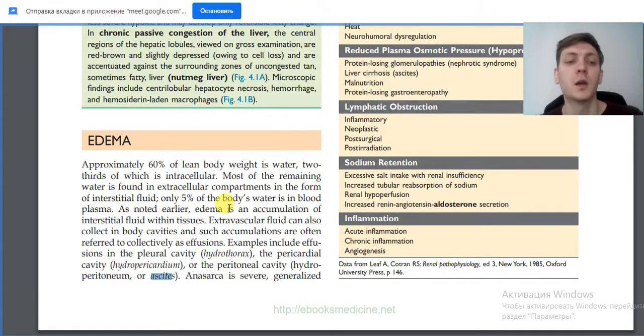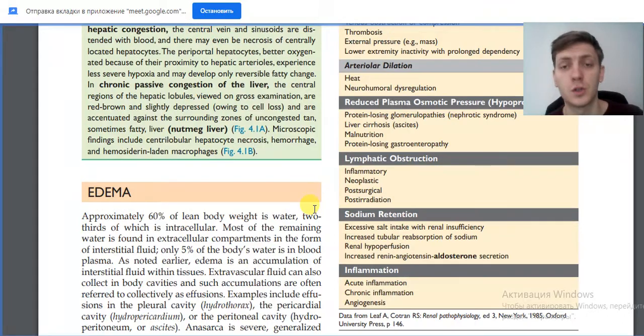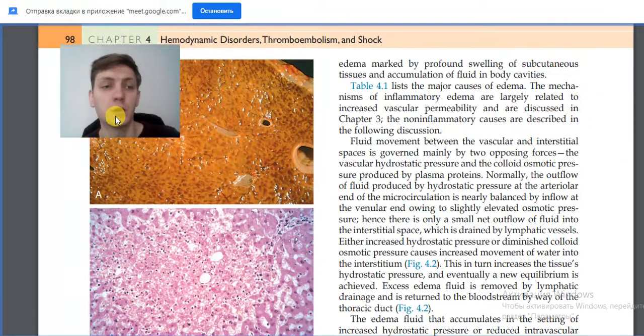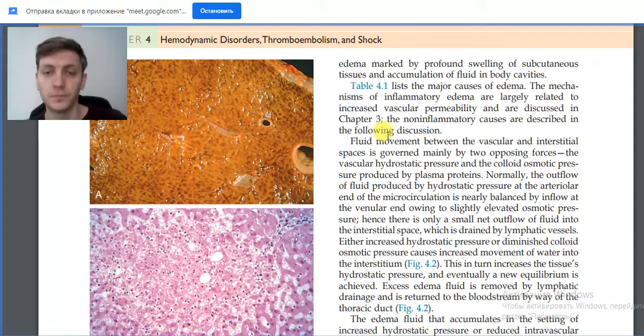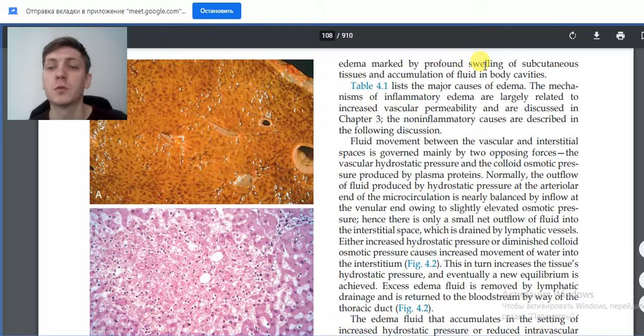Sometimes it might be generalized, and we have efflux in all of these organs. It's known as generalized edema, anasarca. Please remember this term. Anasarca is a generalized edema, when we can see hydrothorax, hydropericardium, ascites, and also tissue and all interstitial spaces, you will find a lot of water. It's marked by profound swelling of subcutaneous tissues and accumulation of fluid in body cavities, as I said before. Later we'll talk about causes of edema.